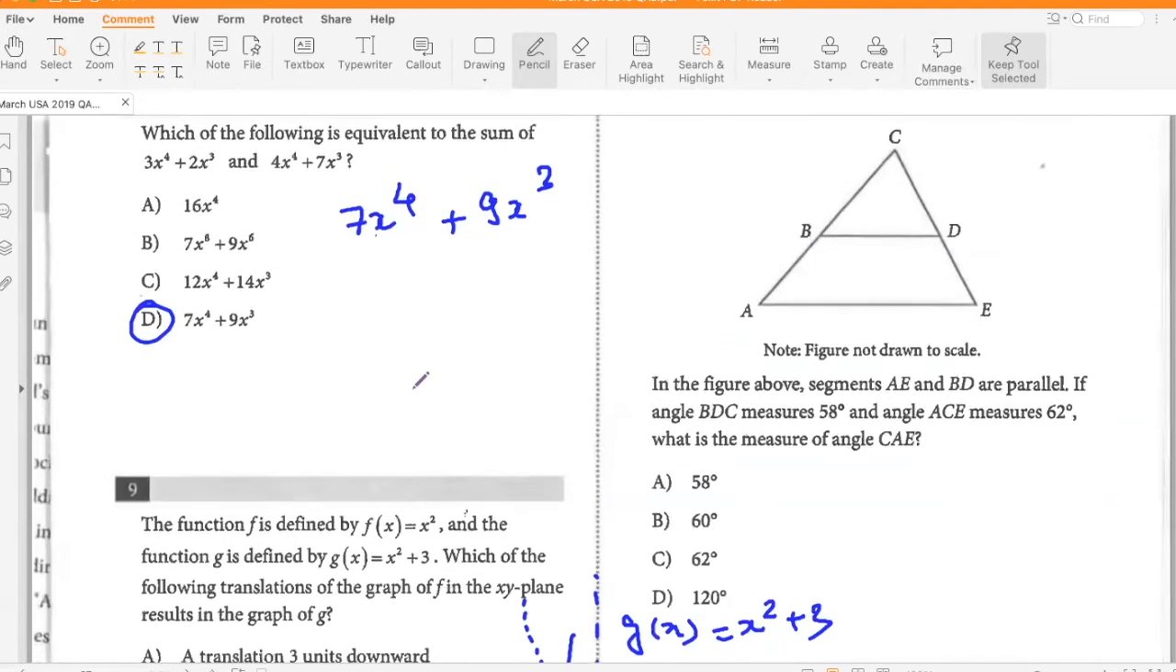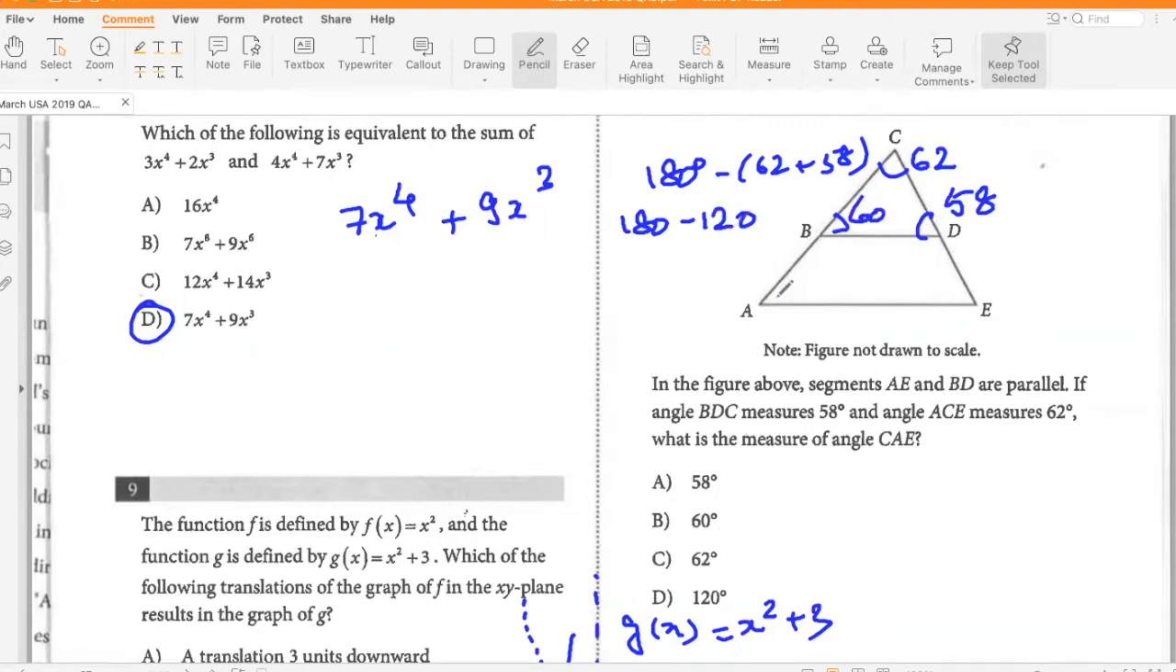In the figure above, segments AE and BD are parallel. If angle BDC measures 58, BDC, so this is 58. And angle ACE measures 62. So this is 62. What is the measure of angle CAE? Okay, so this angle would be 180 minus 62 plus 58, which is 180 minus 120, right? So this angle is 60. And since the lines are parallel, this angle will also be 60, so B.